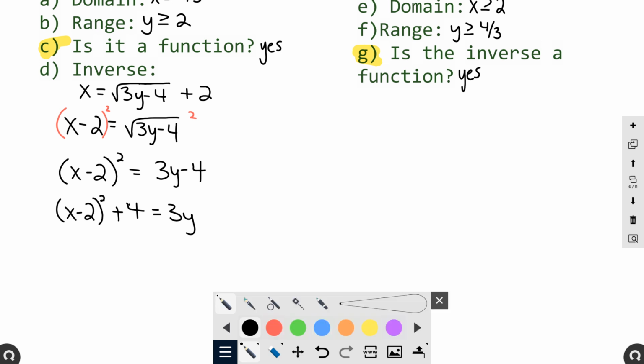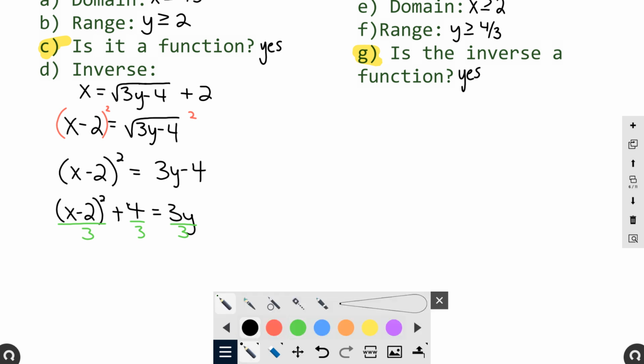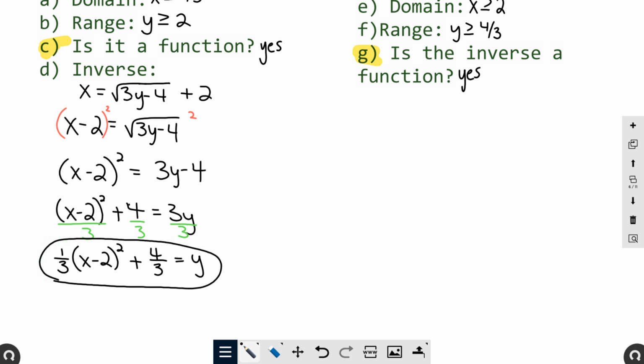Divide it all by 3. Now think about what we did when we divided by 3 on that linear problem. We divided the x term by 3, the constant term, and then the y. You do the same thing here. But what happens when you divide something by 3? You could write that a different way. Like x divided by 3 could be written as 1/3 x. So that's how we're going to write this one. 1/3 x minus 2 squared plus 4/3 equals y.